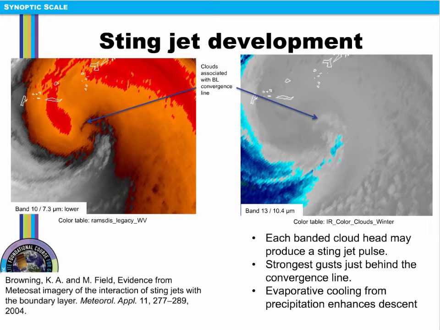Clouds form along the convergence line at the leading edge of the sting jet pulse and are indicated by the arrows in the 7.3 and 10.4 micron imagery. The strongest wind gusts exist just behind the convergence line, where enhanced evaporative cooling is associated with precipitation in the banded cloud head. More than one may exist, but in this case we see just one.